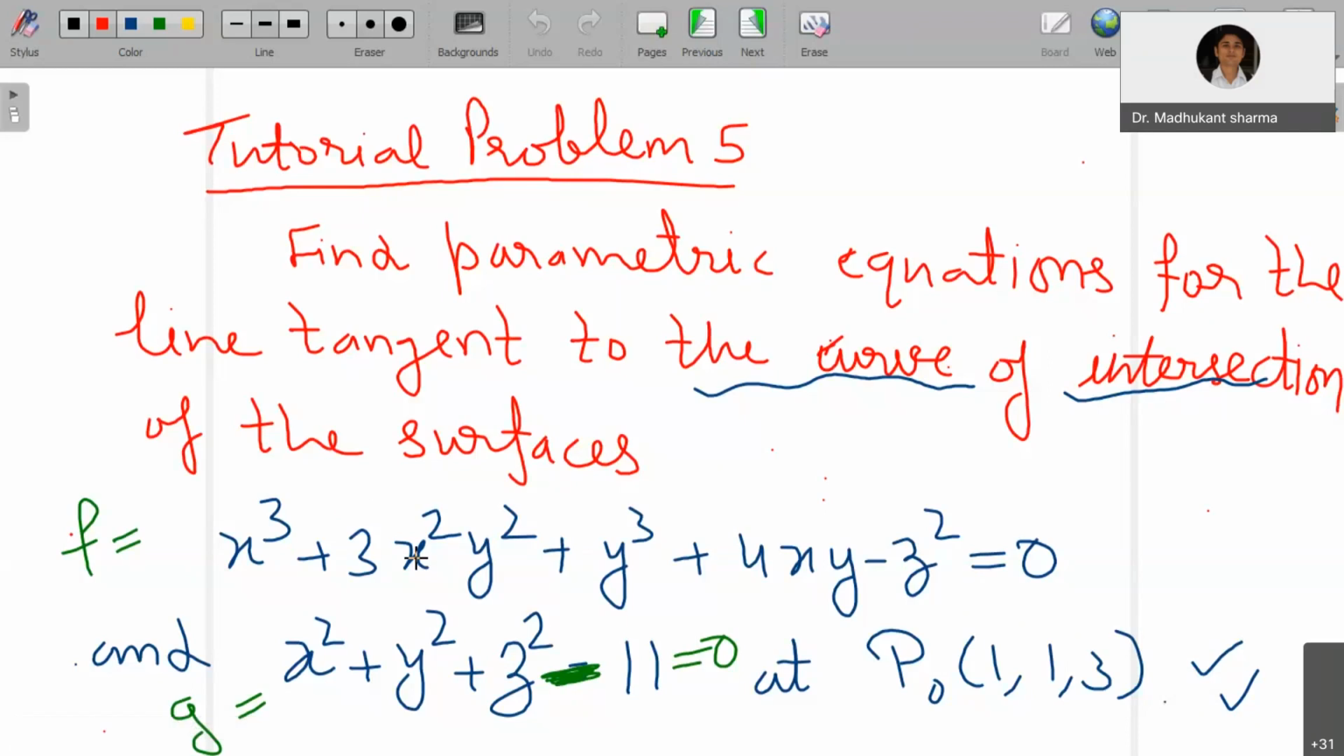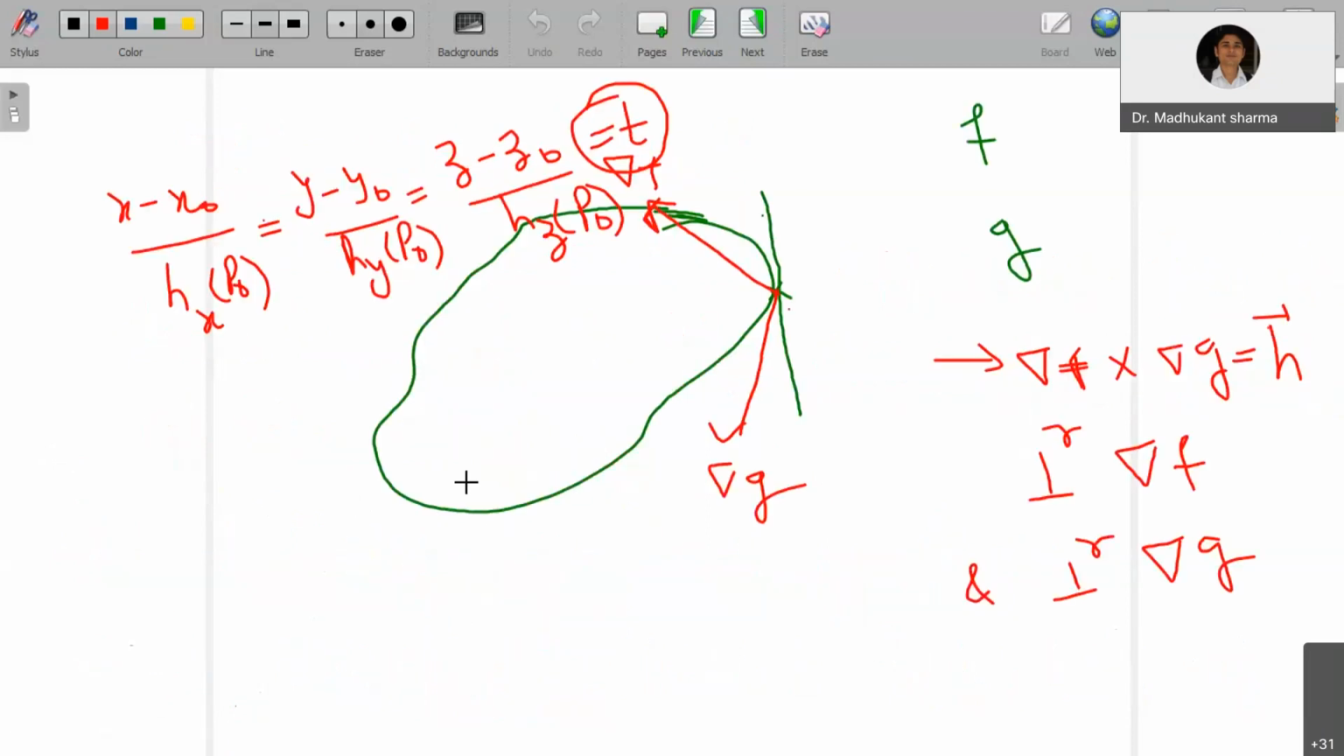Because sometimes, what is my point is, when you are substituting z square equals to this, you are getting an equation which is involving only x and y, and when you are working with grad f, it has only an x component and a y component. Yes, sir. On the other hand, here you are having all the components, x, y, and z. Yes, sir. That was my only doubt.